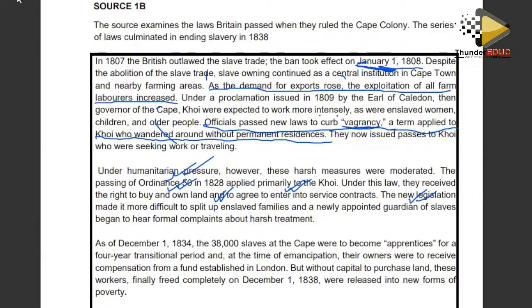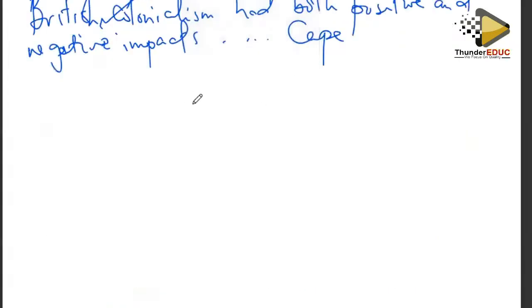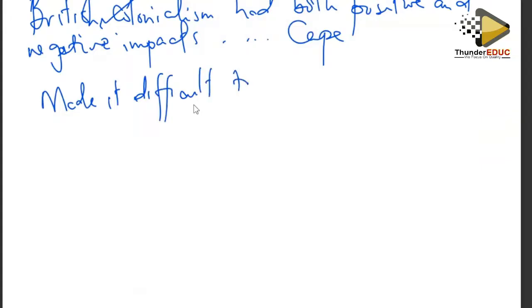Ordinance 50 brought impacts on the people. How did it impact? The legislation made it difficult to split up enslaved families. It's your evidence, which is positive evidence on the enslaved families. And also a Guardian was appointed to hear formal complaints about harsh treatment of slaves. It's a positive impact that you are getting from Source 1B. So you take an idea and you put the source in brackets at the end of the idea. Like you're saying, the ordinance made it difficult to split enslaved families.